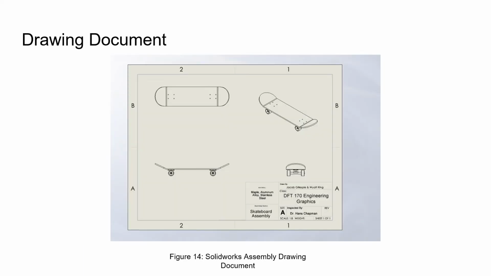This is the drawing document. We have the front view, the top view, the right side view, and isometric view.